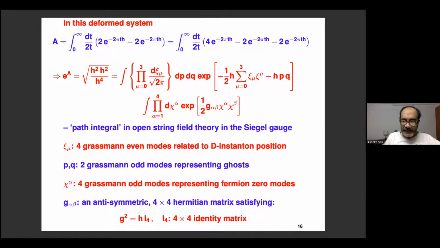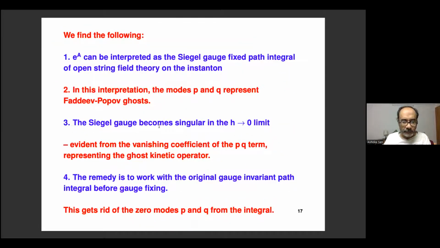And you will see explicitly how this happens. But you can just guess from here. Once you say that P and Q are the ghost fields of gauge fixing, then H goes to 0 is indicating a singular gauge choice. Okay. So the remedy that will follow will be to work with the original gauge invariant path integral before gauge fixing. And this will get rid of the zero modes P and Q from the integral, and then land us on the collective coordinate integration, collective mode integration.